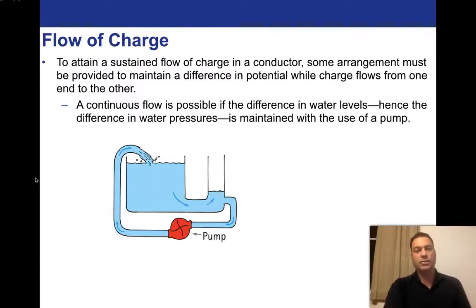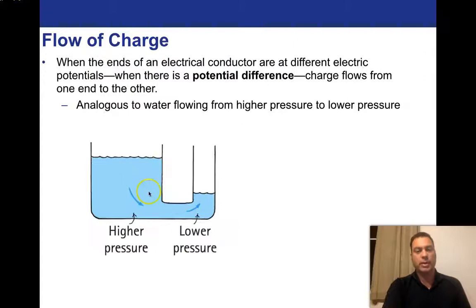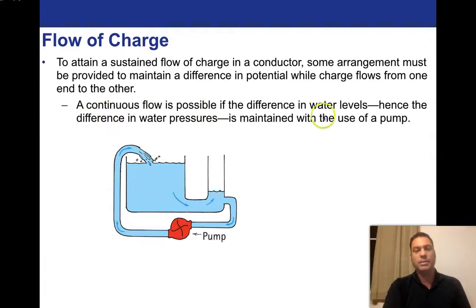To attain a sustained flow of charge in a conductor, some arrangement must be provided to maintain a difference in potential while charge flows from one end to the other. So in other words, to keep a system like this going, this is eventually going to level itself out. How do you keep it going? Well, a continuous flow is possible if the difference in water levels, hence the difference in water pressures, is maintained with the use of a pump. So you can keep it going as long as you have a pump down here. In this case, if we have a pump pulling the water through here and pushing it out through there, right back in, and circulating the water through, you can maintain this difference in water level from here to here, this potential difference. In this case, this would be gravitational potential energy, but we are actually going to start talking about electrical potential energy, something called, well, we'll come to that momentarily.